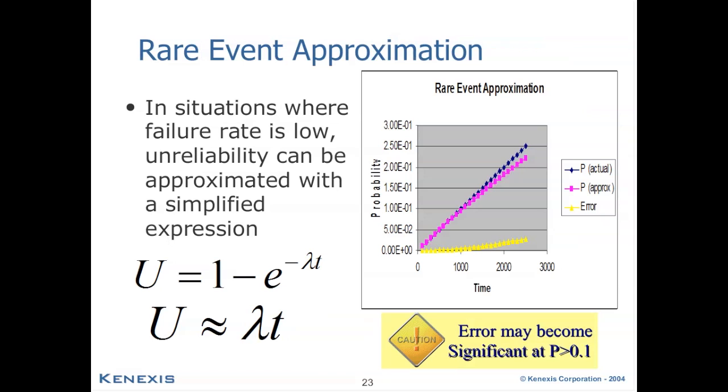Notably, where the failure rate is low, the unreliability can be approximated with a simpler expression. We simply state that the unreliability is approximately equal to lambda times t, providing, as noted in the caution, that the unreliability is not greater than roughly 0.1.